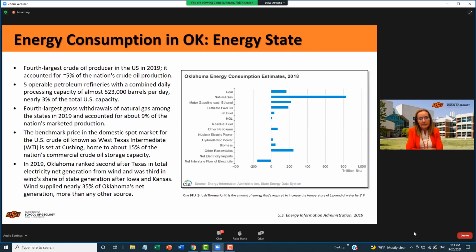This is from 2019, where the energy consumption comes from in Oklahoma. And Oklahoma is an energy state, just like Texas, and you can see here fossil fuels, natural gas predominant, coal, gasoline, basically oil products, and very little hydro, biomass, and wind. In 2019, Oklahoma ranked second after Texas in total electricity net generation from wind, which is great, but still, hard to catch up with the other fossil fuel resources.